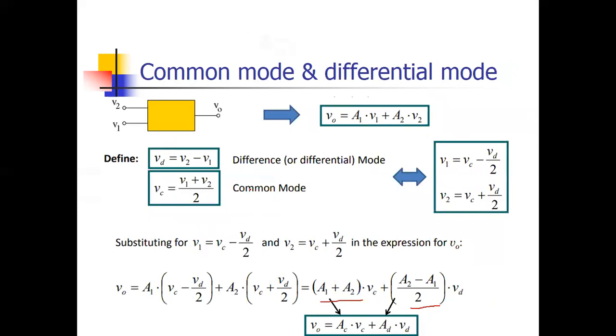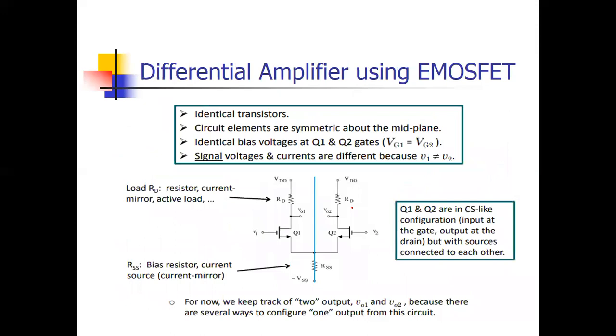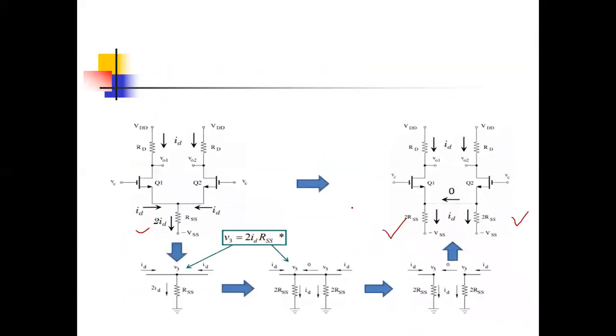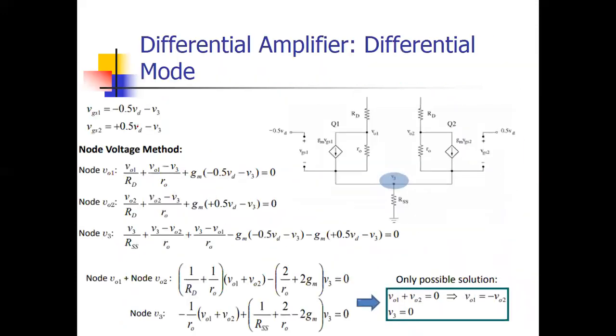Yes, for differential gain, put V1 equals to VC minus VD by 2, or V2 equals to VC plus VD by 2. Means we will take half of the input. So minus half of VD for V1, means this will be minus half of VD, and this will be plus half of VD.